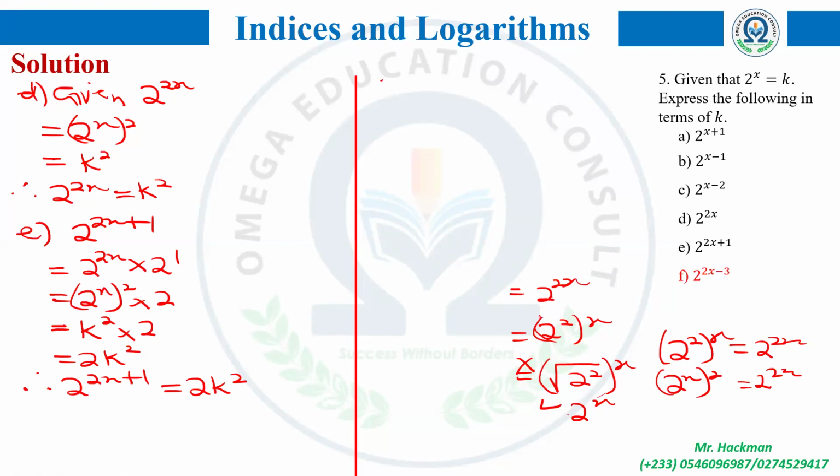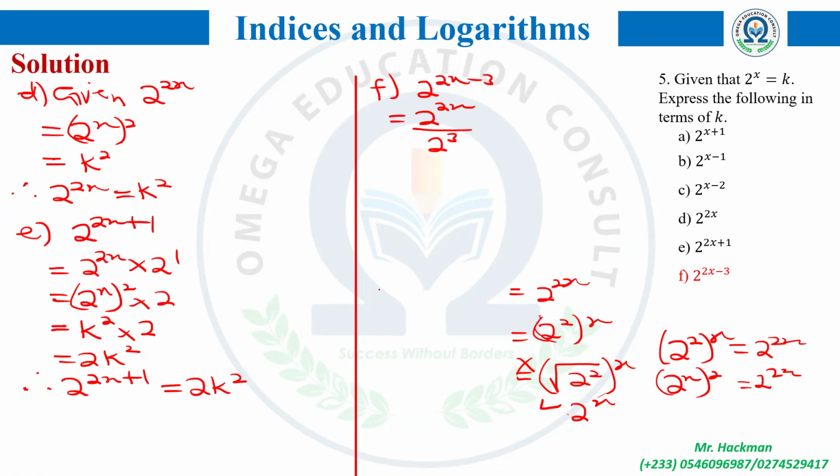will be F. F, what are we given? We are given 2 to the power 2x minus 3. So whenever you see minus between the two terms, it means it will be 2 to the power 2x all over 2 cubed. Do you agree? Hello, do you agree? Yes, yes, please.